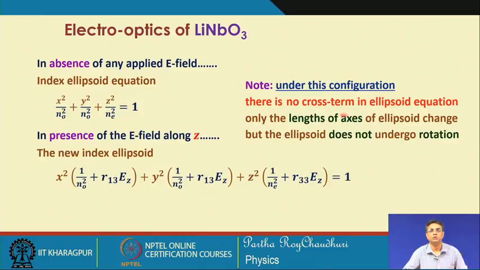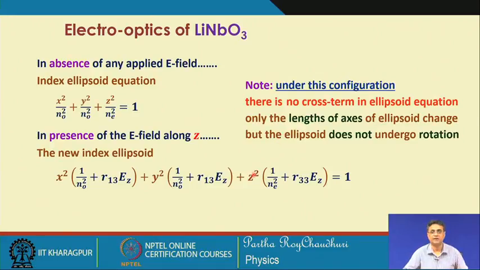Okay, so now having known this fact that it only undergoes a change in the refractive indices, corresponding to n x, n y and n z to n x dash, n y dash and n z dash, to make it again uniaxial. So, there is no cross term in the ellipsoid equation, that means it does not undergo any rotation, but only the length of the axis of the ellipsoid changes.